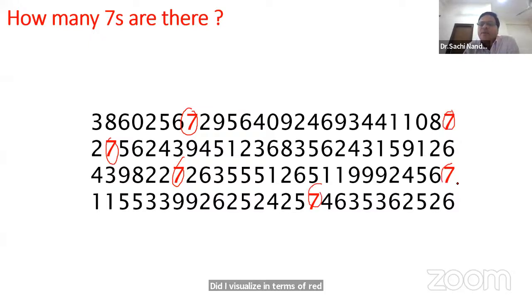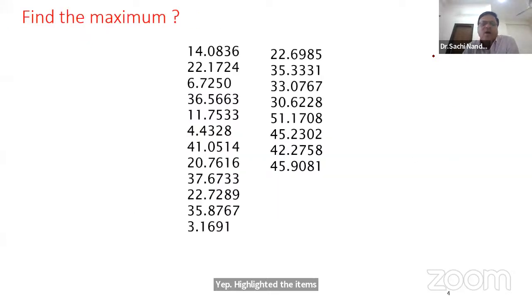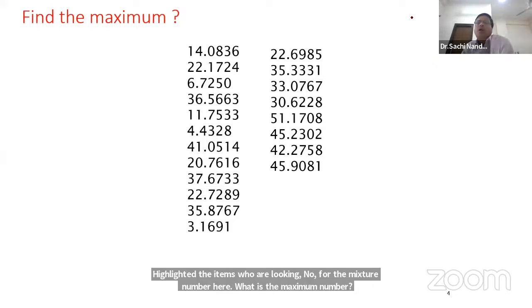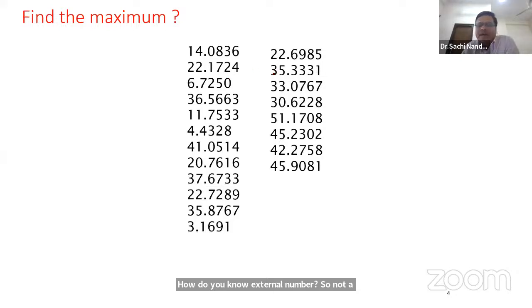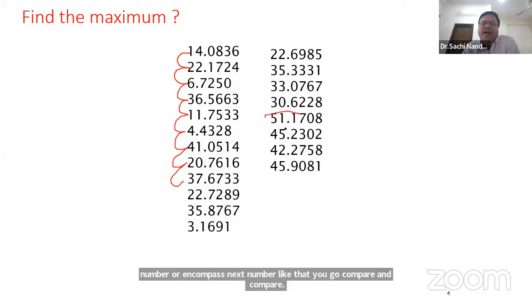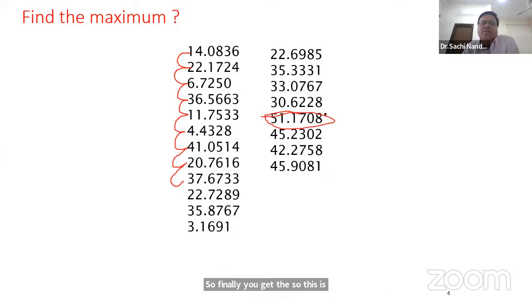So what will we do? You have to visualize. You have to highlight the items we are looking for, right? So that is called data visualization. Now, what is the maximum number here? How to know the maximum number? A lot of comparison is required. A general logic says that you compare the first number with the second number, keep the larger in your memory, and compare it with the next number, and the next number. Like that, you go and compare. Finally you get the highest number, right? This is called the maximum number.